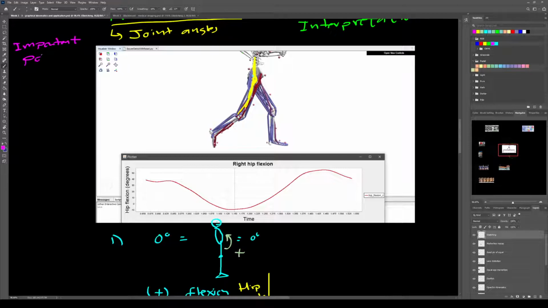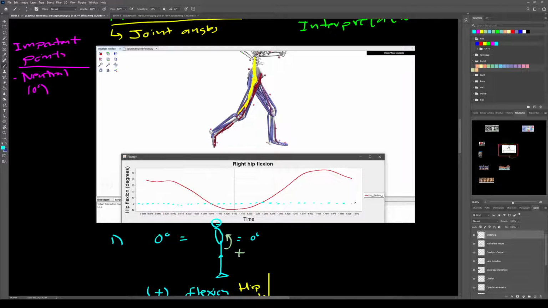Important points. First off, neutral. What is a neutral joint angle? That means, when are we at 0 degrees? So an easy way to see that is just draw a dashed line along 0.